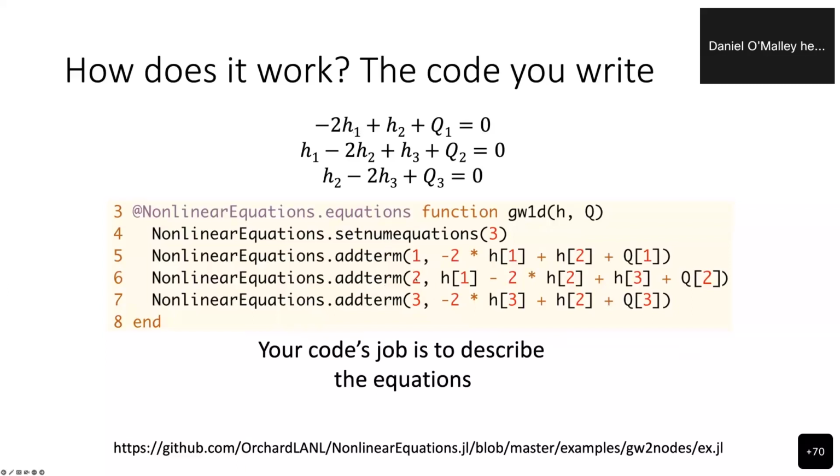So add a term to equation 2. The term is H1, that's this term, -2H2, that's here, plus H3, that's here, and plus Q2, that's here. And the same for the third. So basically the job of the code you write is just to describe these equations. And then there's this funny thing here at the beginning of the code that says @nonlinear_equations. That's the thing that tells this package of nonlinear equations that it should look at this code and manipulate it and write a bunch more code.